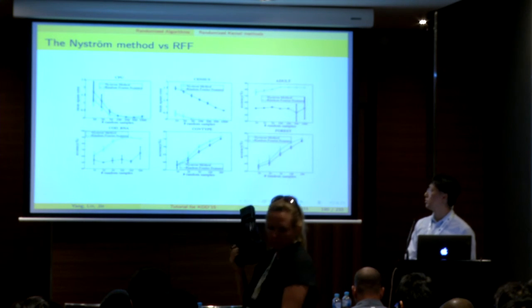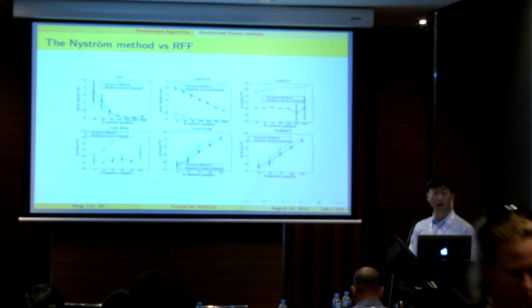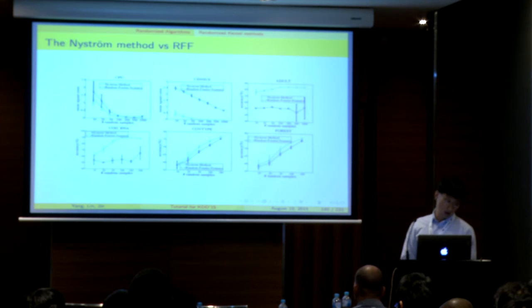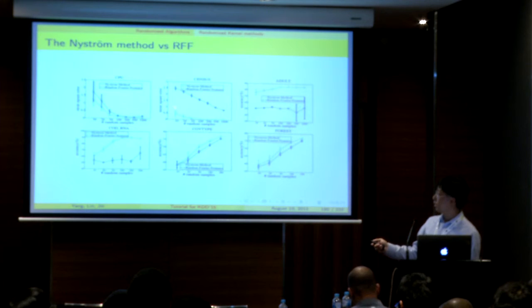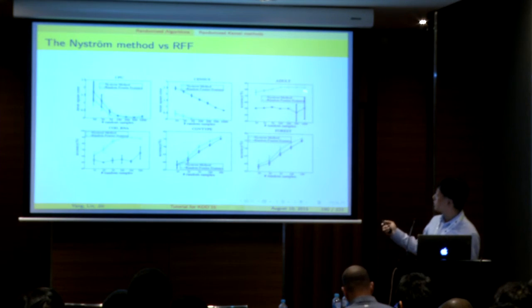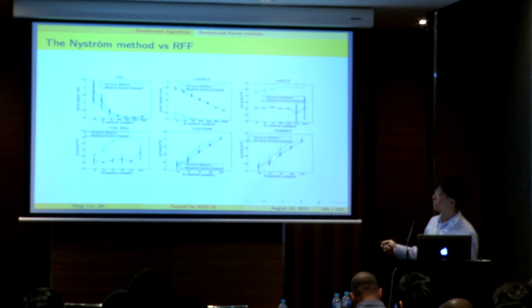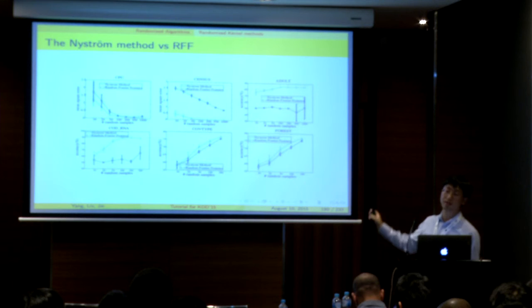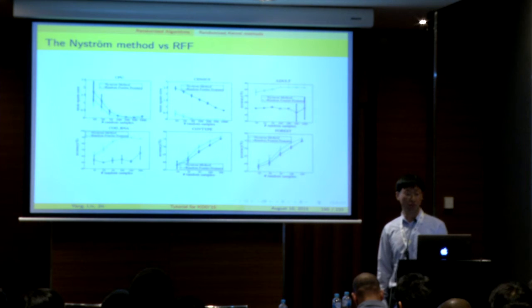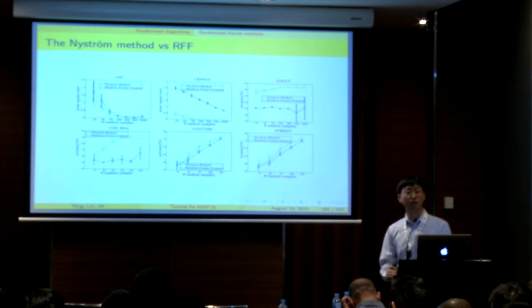So here I show the performance on 6 UCI data sets, either in terms of the square error on the regression data sets or the classification accuracy on the classification data sets. This curve is the random Fourier features, and this curve is the Nystrom method. You can see that on all these data sets, the Nystrom method performs much better than the random Fourier features. The reason is that the Nystrom method uses a data-dependent basis, a data-dependent way to reduce the data size, but random Fourier features use data-independent distributions.